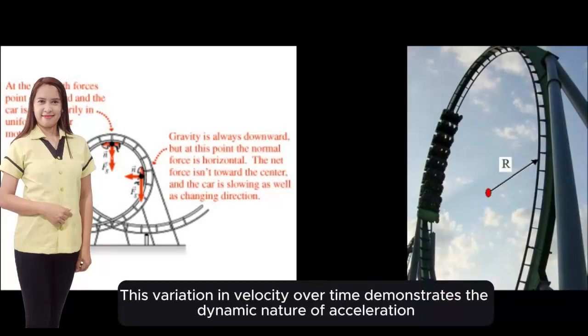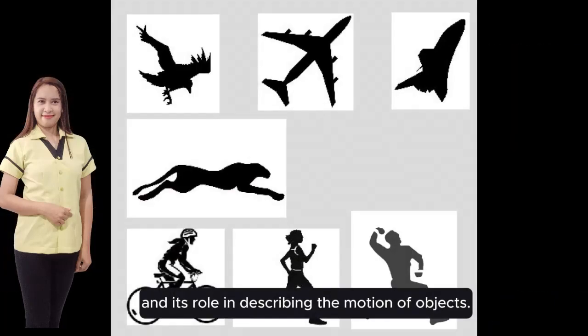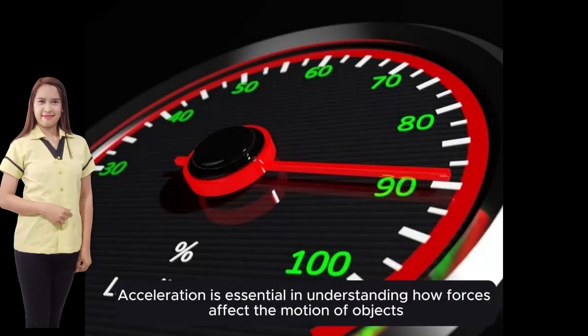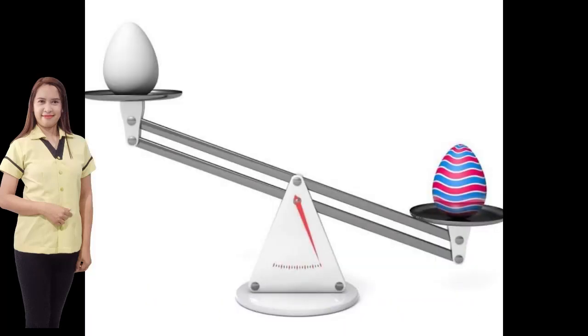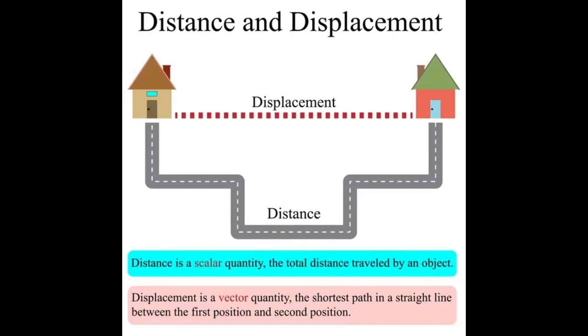This variation in velocity over time demonstrates the dynamic nature of acceleration and its role in describing the motion of objects. Acceleration is essential in understanding how forces affect the motion of objects, and is a key concept in physics and engineering. In the next video, we are going to discuss distance and displacement.